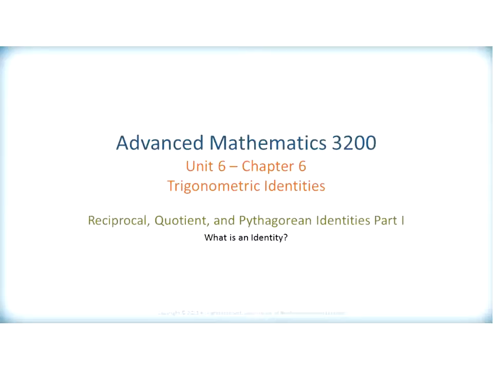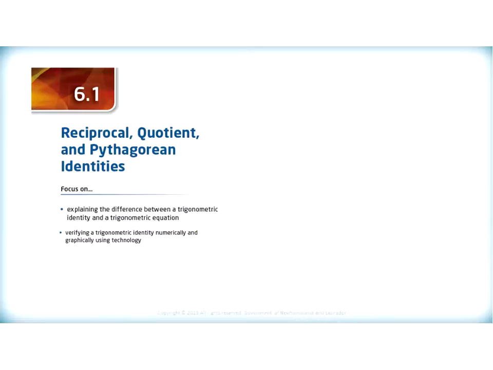Okay, in this lesson we're going to be looking at Unit 6, Chapter 6, Trigonometric Identities. We're looking at Reciprocal, Quotient, and Pythagorean Identities, Part 1. We're going to look specifically at what is an identity. First of all, we're dealing with Section 6.1, and the main focus for this lesson is going to be on explaining the difference between a trigonometric identity and a trigonometric equation, and verifying a trigonometric identity numerically and graphically using technology.